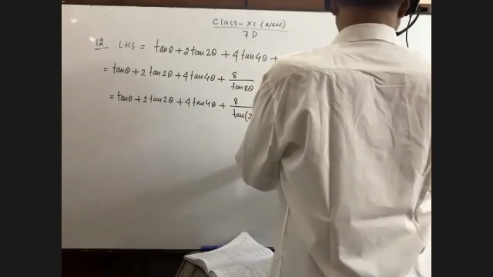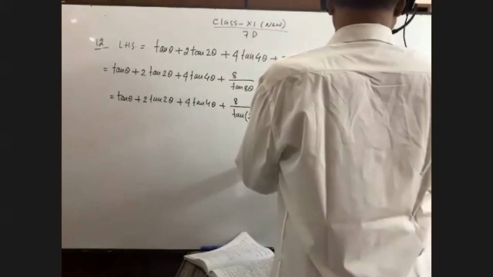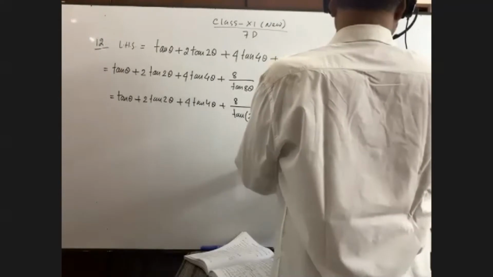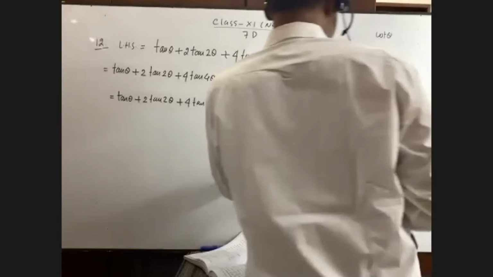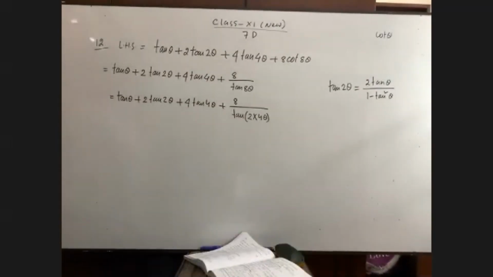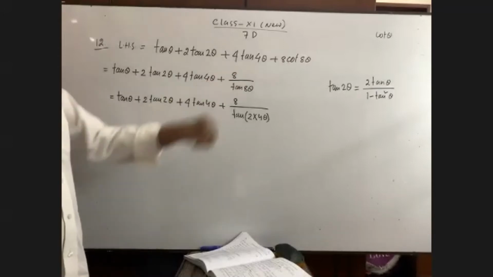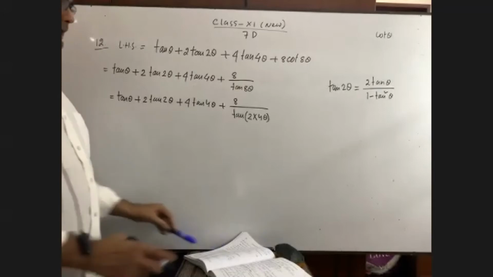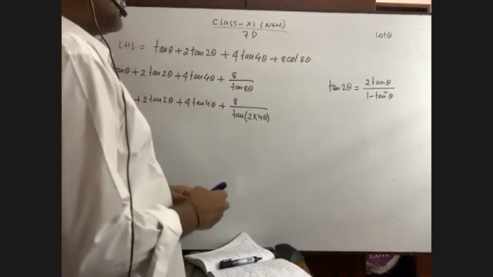What is the formula? Tan 2 theta formula. Can you tell me? 2 tan theta by 1 minus tan square theta. Can you remember this formula? What is the formula of tan 2 theta? Is it? Yes, sir.